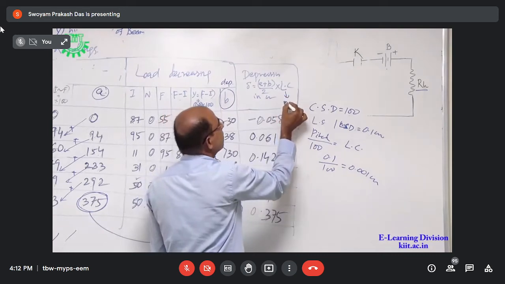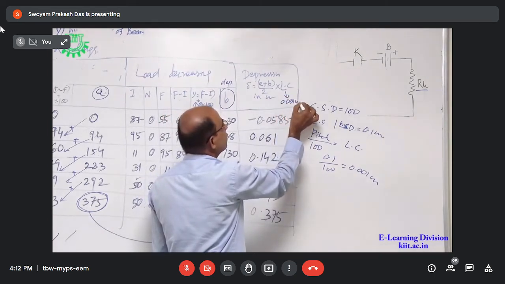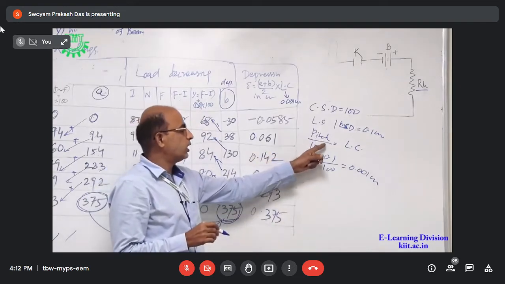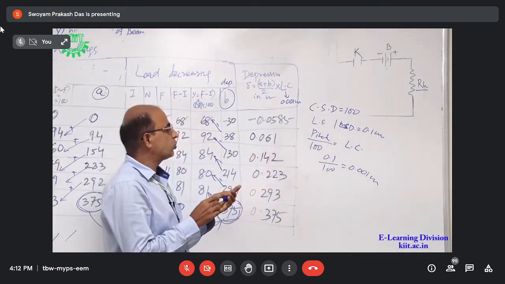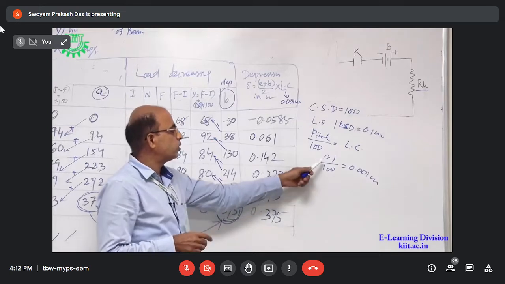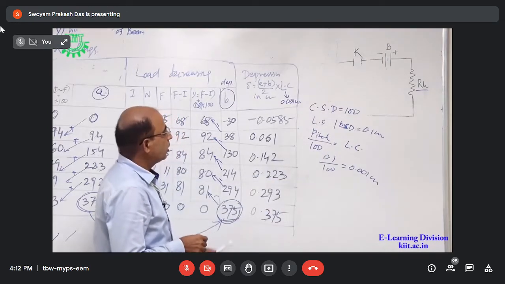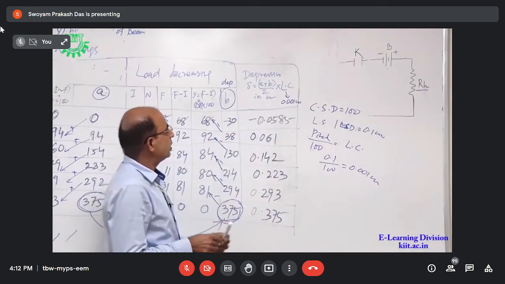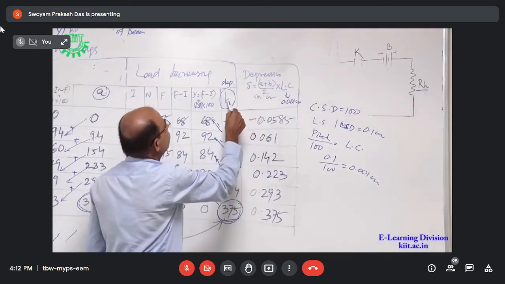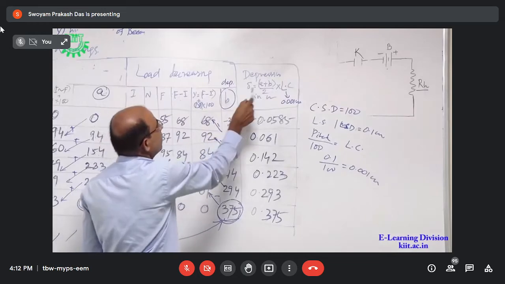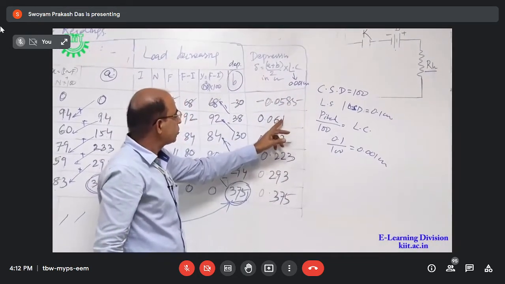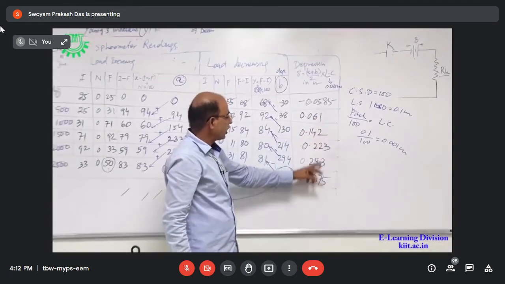This least count is 0.001 centimeter for the spirometer, because in one rotation of the circular scale, the distance covered is 1 mm or 0.1 centimeter. That is why the pitch is 0.1. In this way, the least count is calculated. That gives you 0.001 centimeter. So A plus B by 2. This is A, this is B. Take its average, multiply with the least count. That gives you values like this.